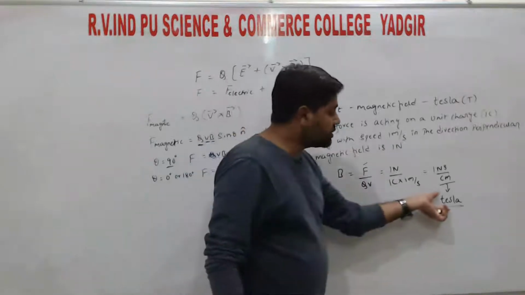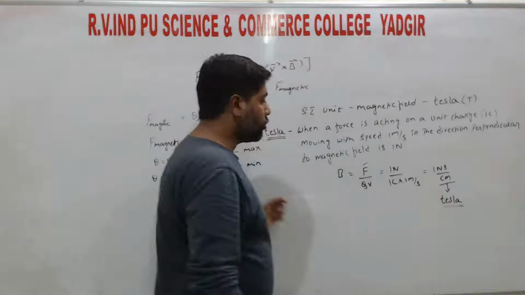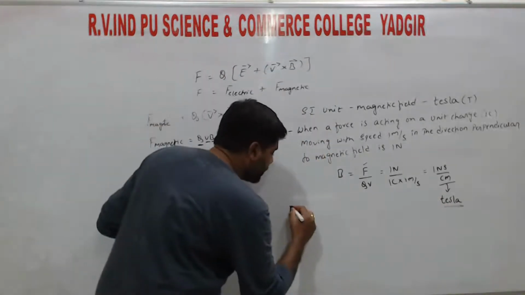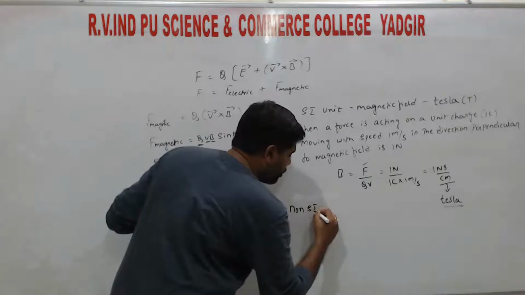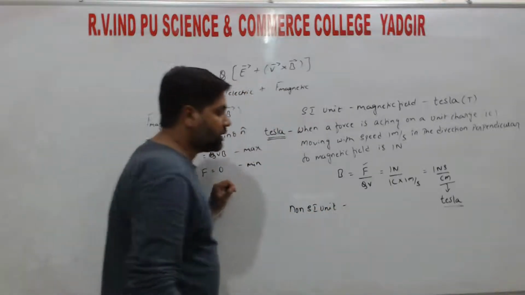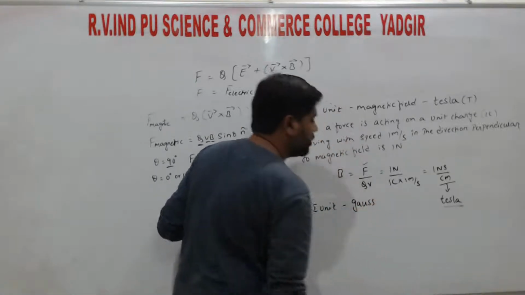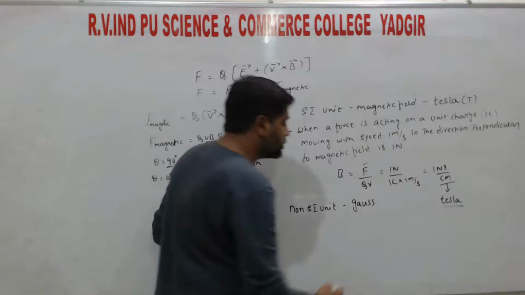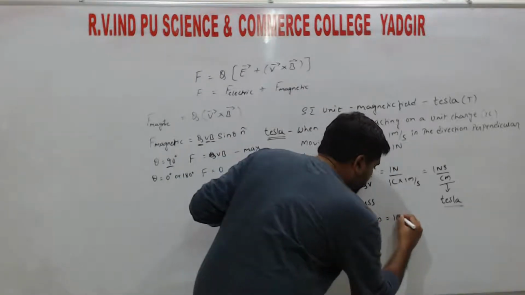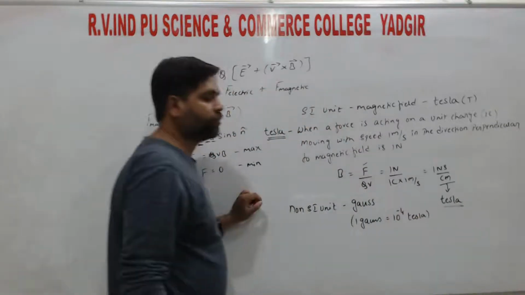Tesla is a larger unit. So for measuring the magnetic field, we use a non-SI unit that we call the Gauss, right? 1 Gauss is equal to 10 to the power of minus 4 Tesla, right?